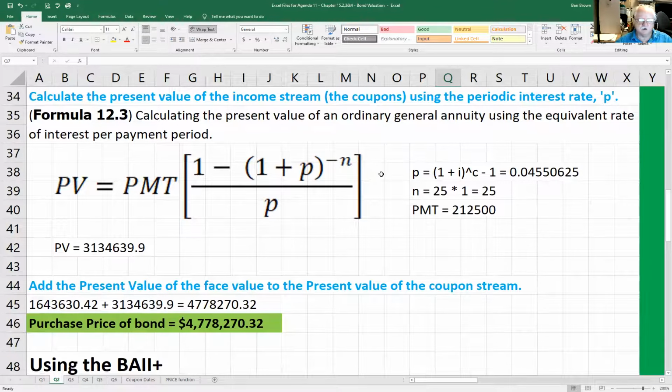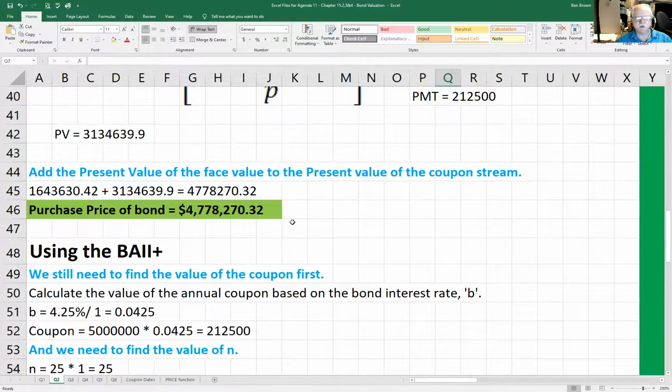So, and the present value of those coupons is this incredible number. And we can add them together to get the purchase price of the bond, $4,778,000. Notice it's not $5 million because the interest rate has gone up. So the value of this coupon goes down as the interest rate goes up.